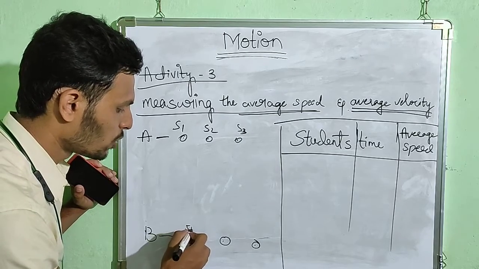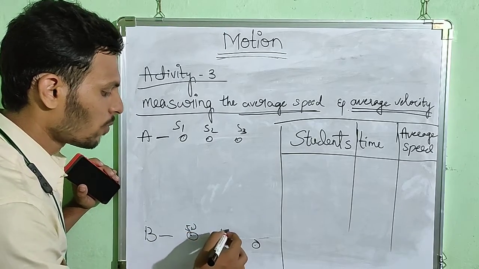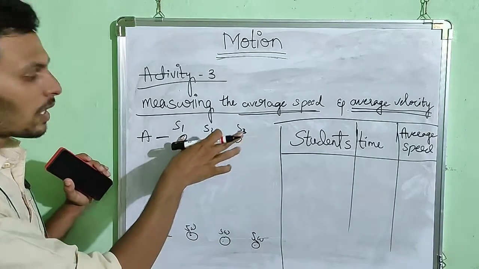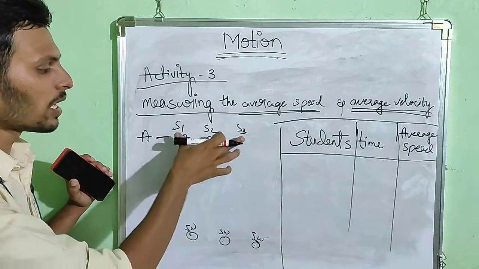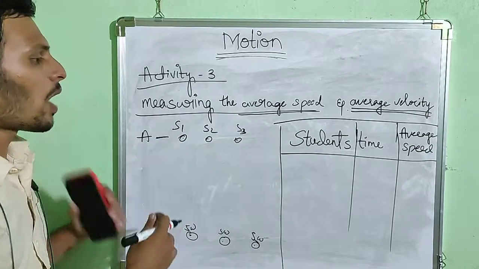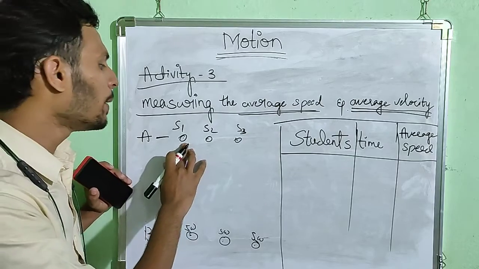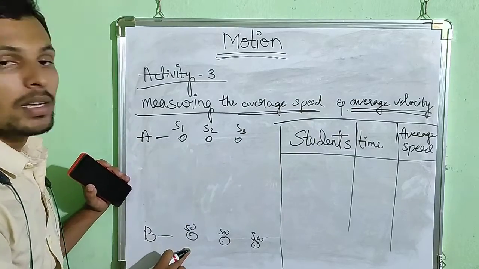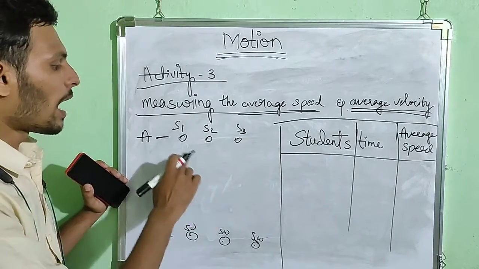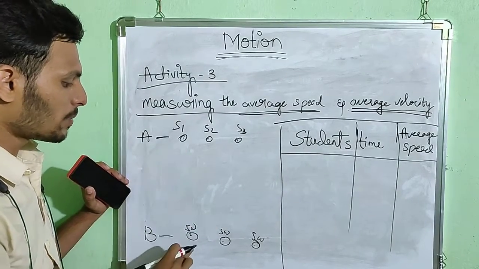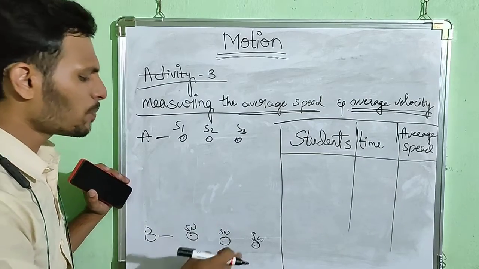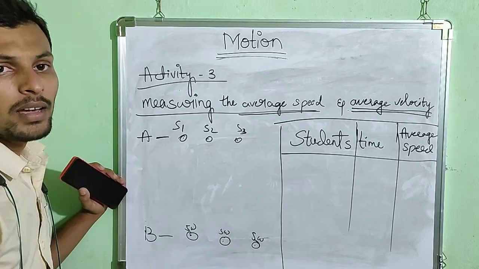Give everybody a stopwatch to note down the time in which they are covering this distance. So give them the stopwatch and now ask the students to randomly run towards the respective students which are at B. Ask them to run towards the respective students with any speed or any direction.